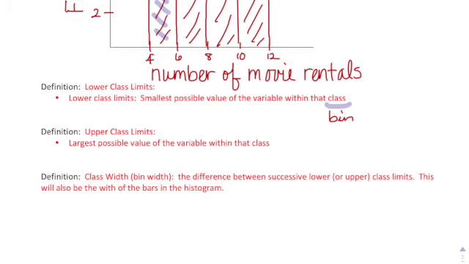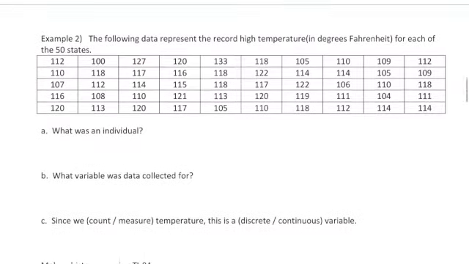The definition of class width is the difference between successive lower class limits, or upper class limits, right next to each other. This will also be the width of the bars in the histogram. The very first bin, or class, is just 6 minus 4 equals 2. So your bin width, or class width, is 2. Okay, going on to example number 2.